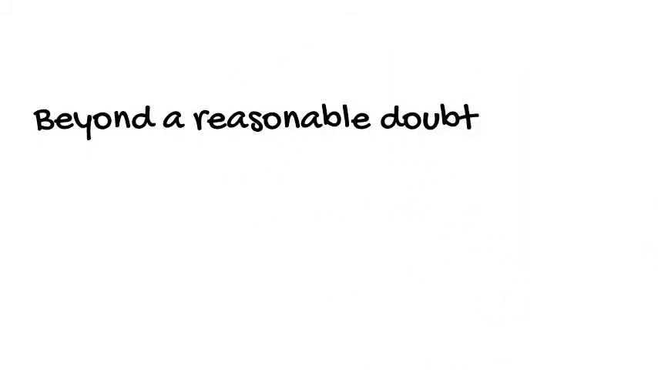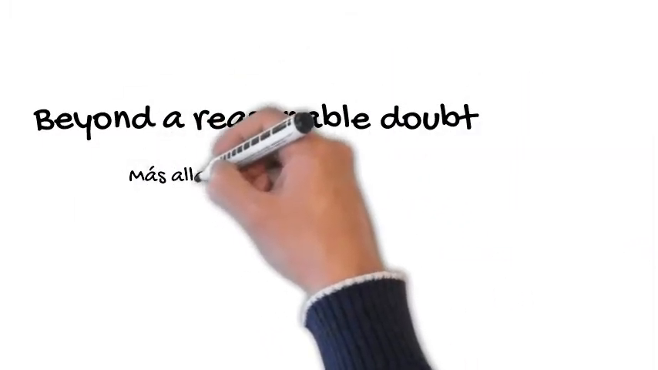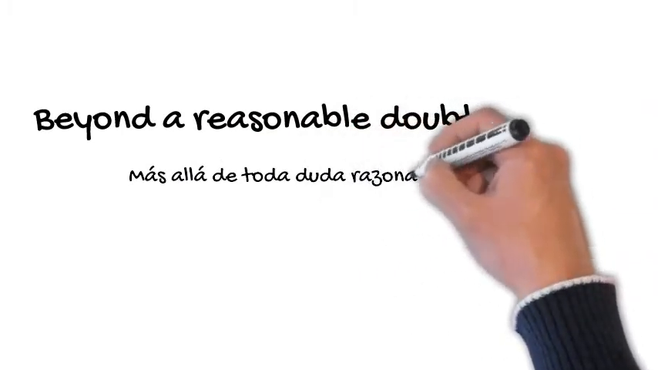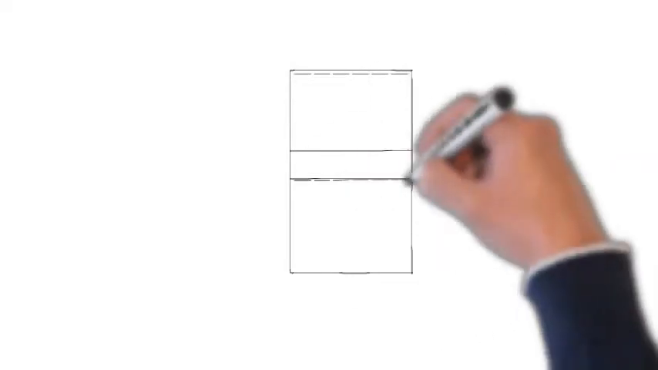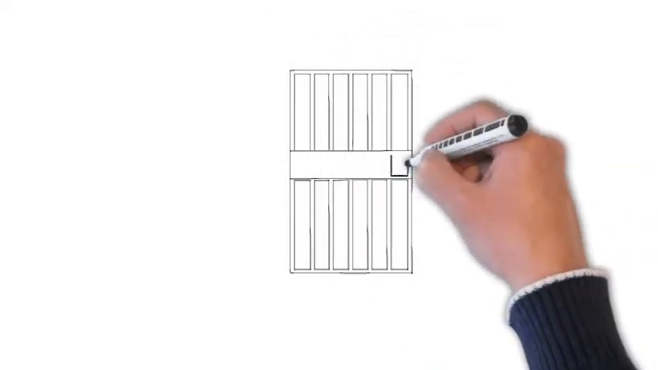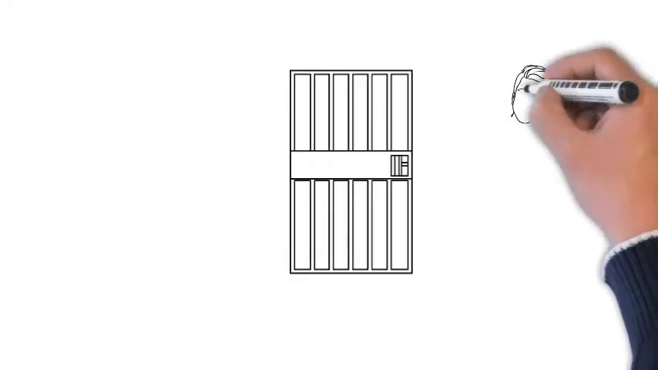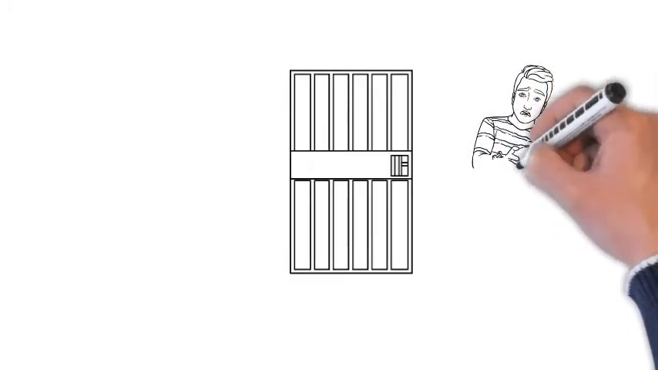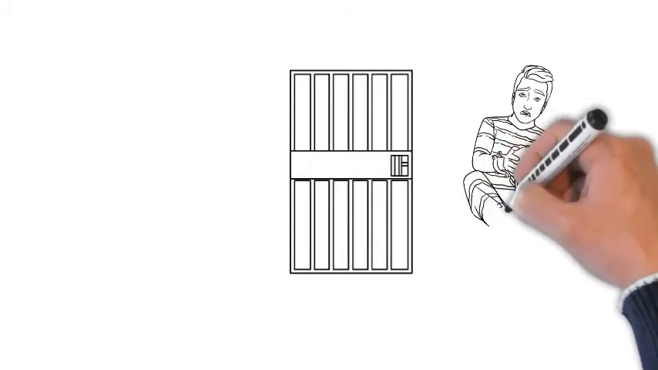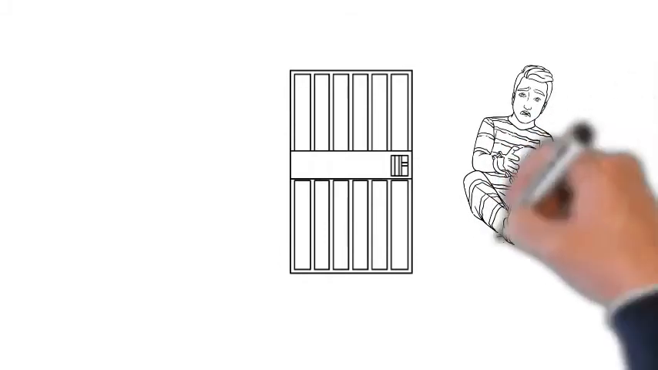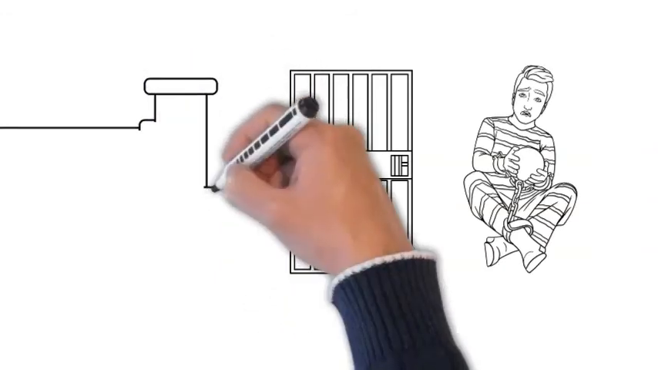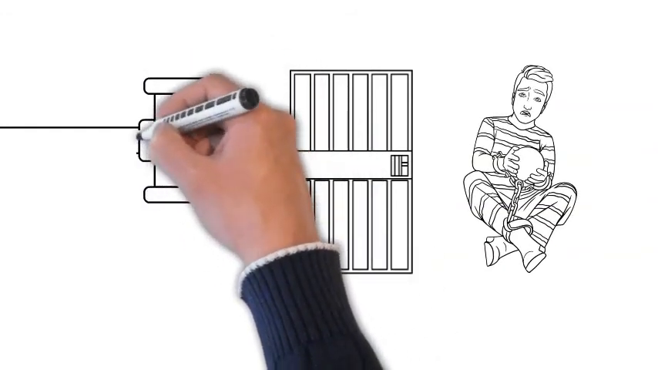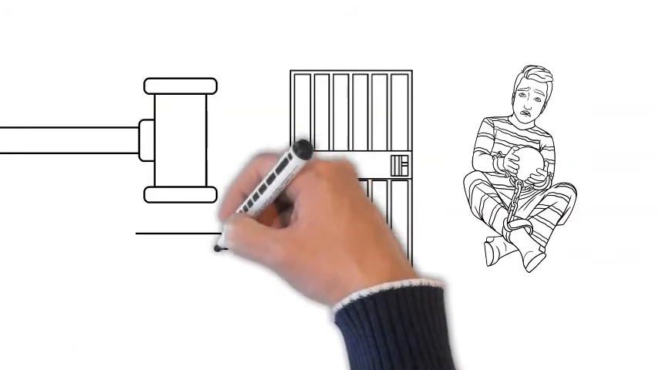Last but not least is beyond a reasonable doubt, often translated as más allá de toda duda razonable. This standard is required under the Due Process Clause of the Fifth Amendment of the United States Constitution, and it's used to validate a criminal conviction. The standard that must be met by the prosecution is that no other logical explanation can be derived from the facts except that the defendant committed the crime in question, thereby overcoming the presumption of innocence.